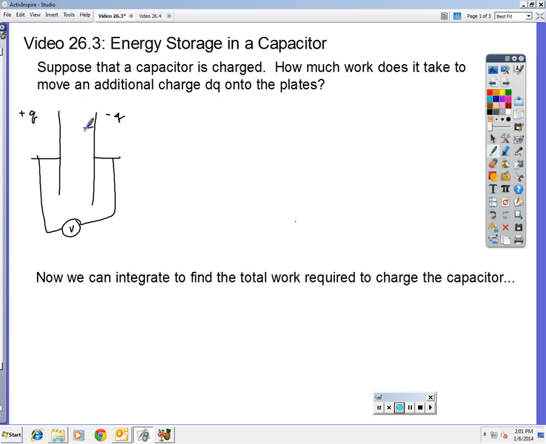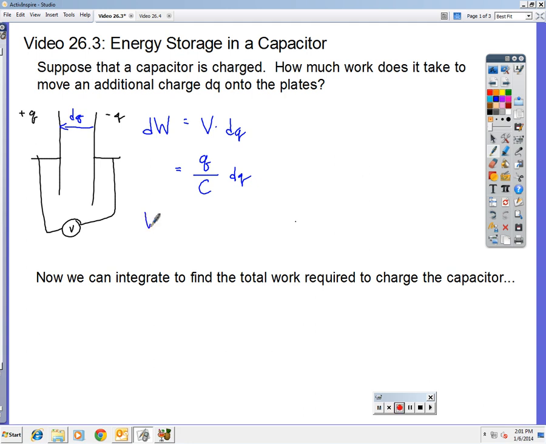So if we move dq from the negative plate to the positive plate, we're obviously going to have to do work because there's an electric field set up that opposes that movement of charge. The amount of work we have to do, I'll call it dW, is equal to the voltage difference times the charge dq. But remember, for a capacitor, that voltage difference is the charge on the capacitor divided by the capacitance.